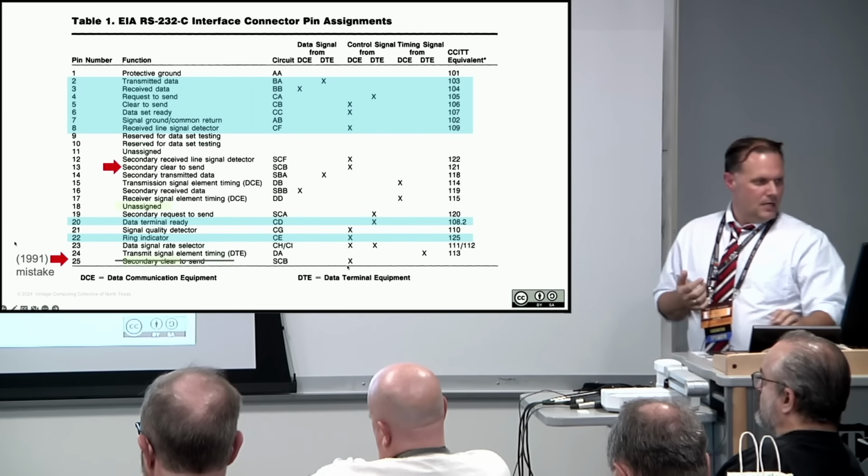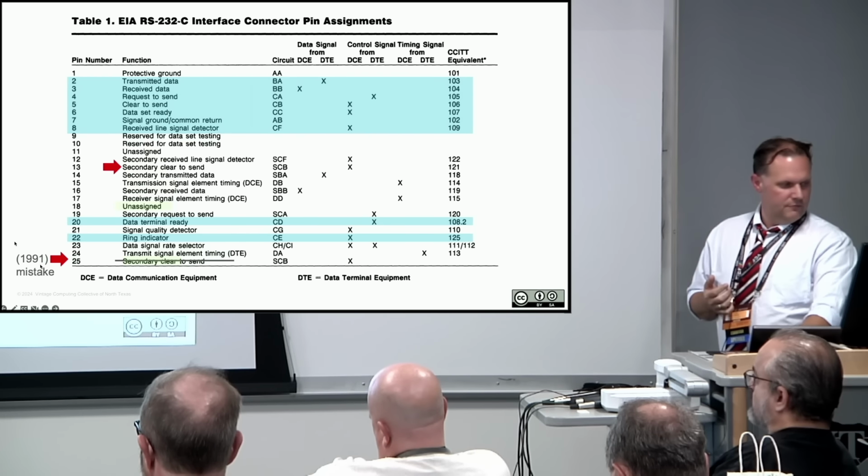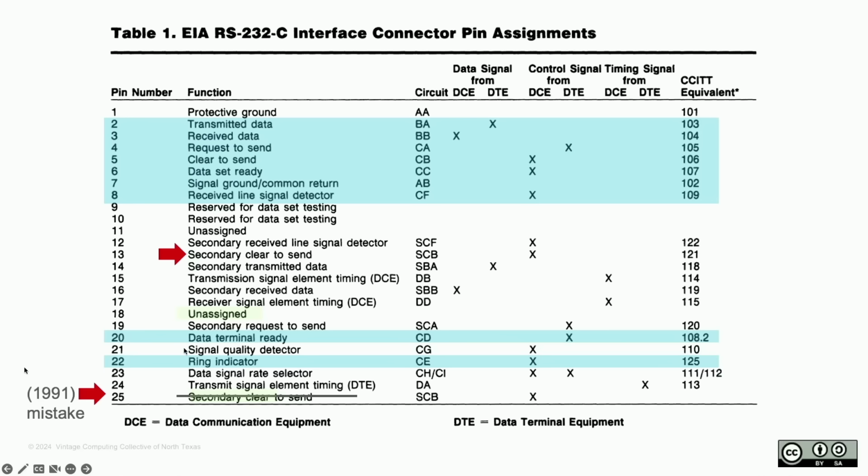Okay. I was reading through a 1991 version of this spec, and it looks like they made a little typo. They had this secondary clear to send repeated twice, but pin 25 is just unassigned. So I thought that was funny, whoever made that mistake in the 1991 version. So that's kind of the reason why they've evolved past the C. They make little refinements. They might update the table, like this table, the European equivalent of this pin assignment.